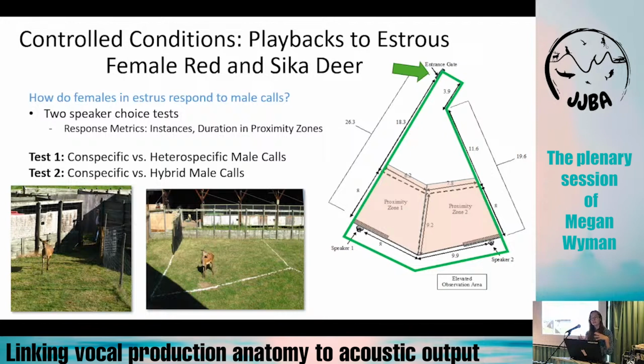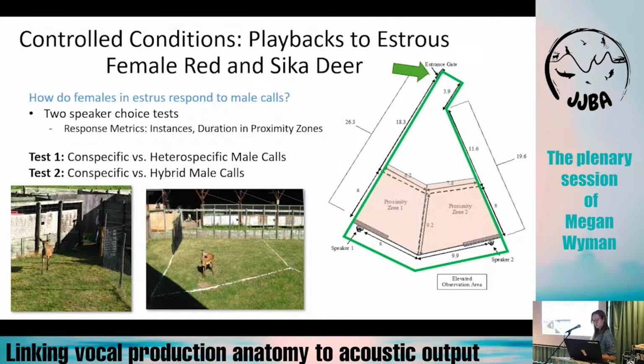So that was the naturalistic conditions, but what happens when we do these controlled playbacks in the rut, because we don't know that that female or those females happened to be in estrus at that time. Maybe they were just approaching because they were curious, or there's some other reason, we're not sure. So here we put females into estrus, they're ready to mate. If they approach a speaker, or a caller, there's a good chance that a mating is going to occur. And so it's in her best interest to only approach something that she would be willing to mate with. So here we did 2 speaker choice tests.